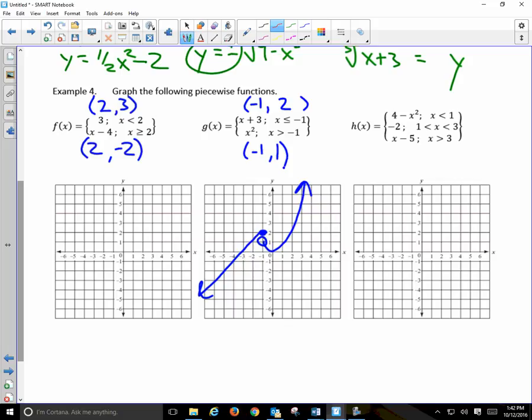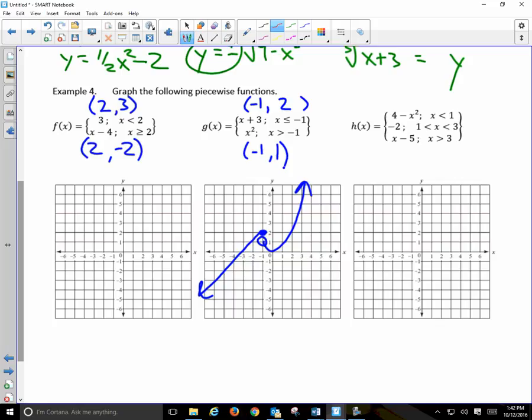So let's do the first one. What's the first number we plug in? 1. And you get 3. Open or closed circle? Open. Where do I go from there? To the left or the right? I go to the left.